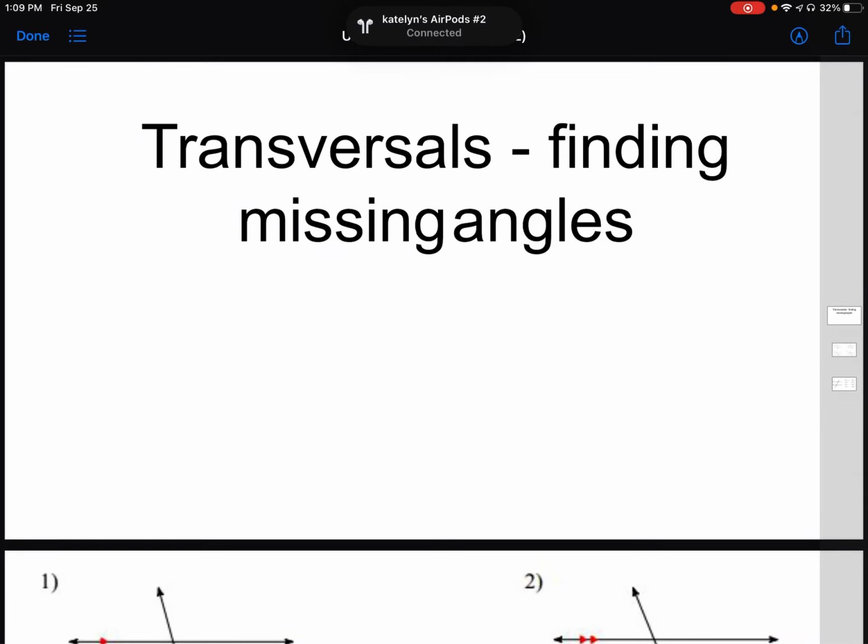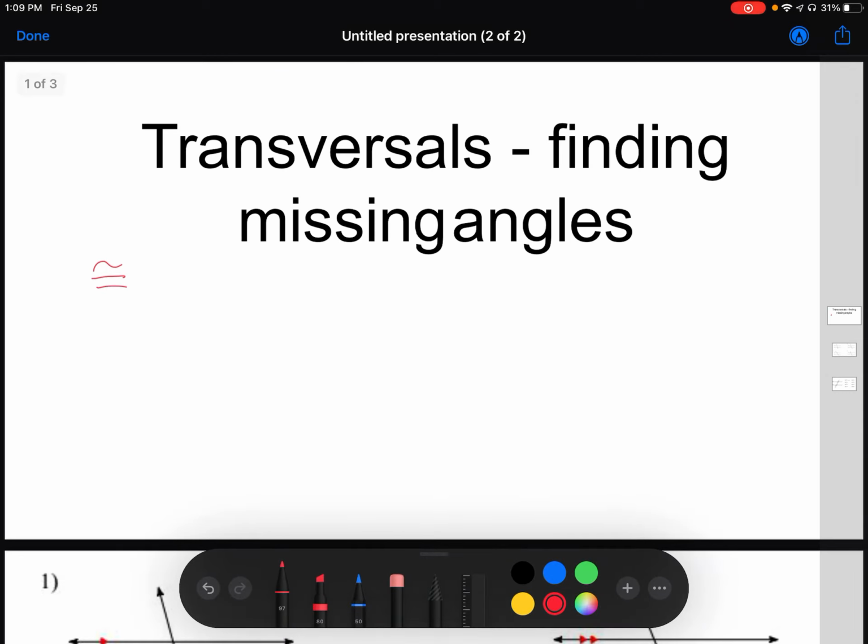All right, in this lesson, transversals, finding the missing angles. So in the last few days, we've worked on learning what their names are. Now we're going to use the names to find missing angles. Right, so real quick, our little review is we have some of the angles are going to be congruent. Some of them are supplementary.